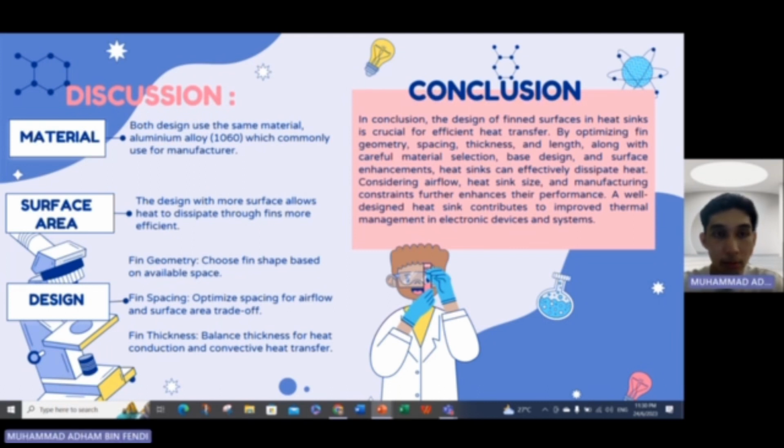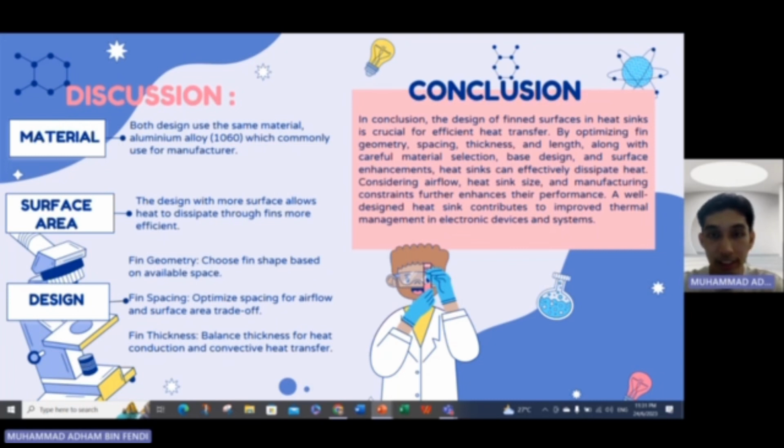For our material, both designs use the same material, which is aluminium alloy, which is commonly used for manufacture. And next, for the surface area, the design with more surface allows it to dissipate heat through fins more efficiently. Fin geometry, which is choosing fin shape based on available space. Next, for the fin spacing, it is optimized spacing for airflow and surface area trade-off. Then, for the fin thickness, it has a balanced thickness for heat conduction and convective heat transfer.